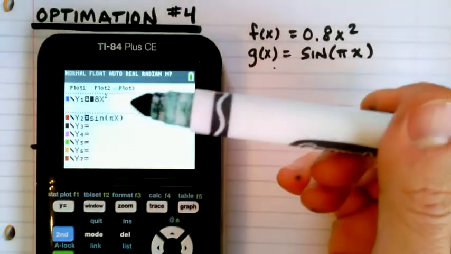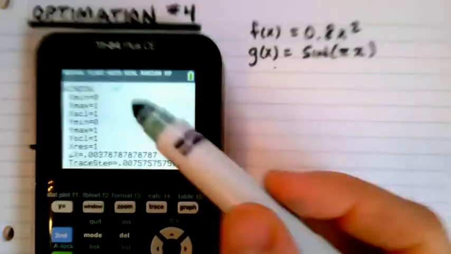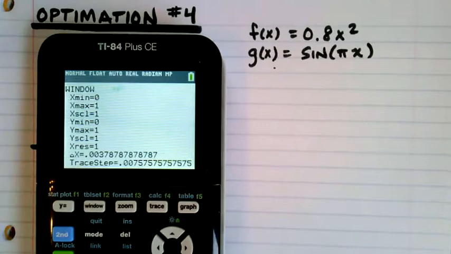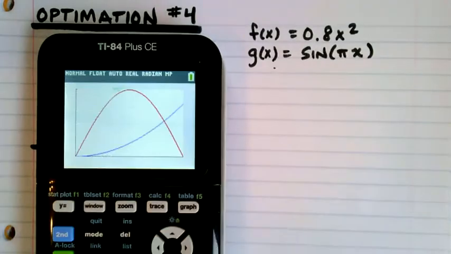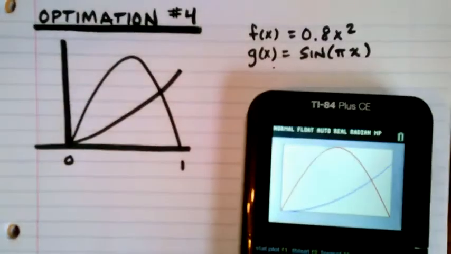So here's what I did. I put the equations into my calculator, and then I go to window, and under window, I went from 0 to 1, so I could just see that range. And then I did a zoom fit, and the graph looks something like this. I drew a picture over here.